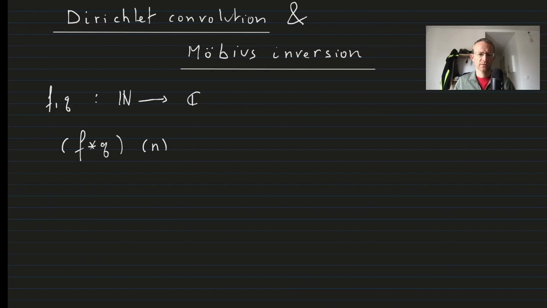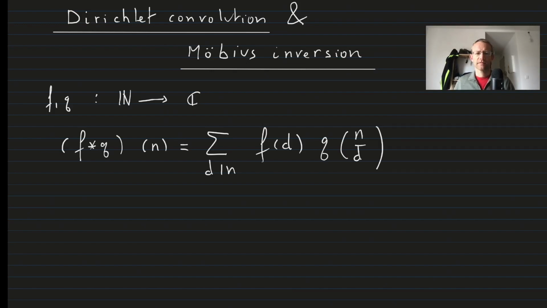which is the function that takes the value on the integer n, which is equal to the sum over divisors d of n of f of d times g of n divided by d. This is the Dirichlet convolution. The arithmetic functions with the pointwise addition and Dirichlet convolution form a commutative ring called the Dirichlet ring.